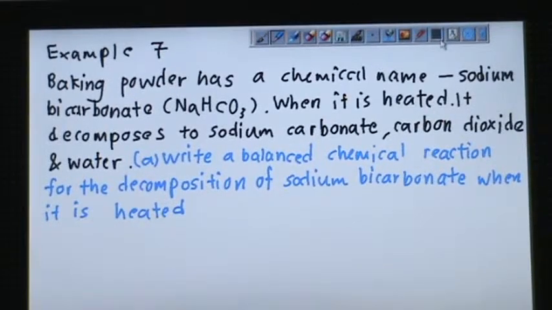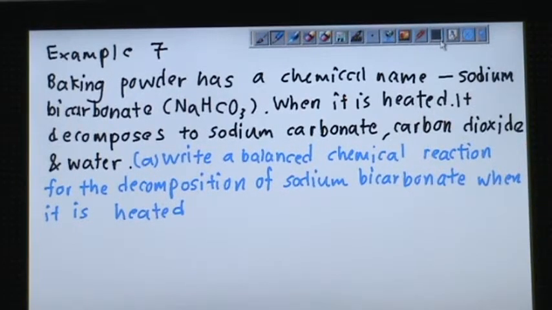Let's look at example 7 of chemical equation calculations. Baking powder has the chemical name sodium bicarbonate, NaHCO3. When it is heated, it decomposes to sodium carbonate, carbon dioxide, and water. The question is, A. Write a balanced chemical reaction for the decomposition of sodium bicarbonate when it is heated.